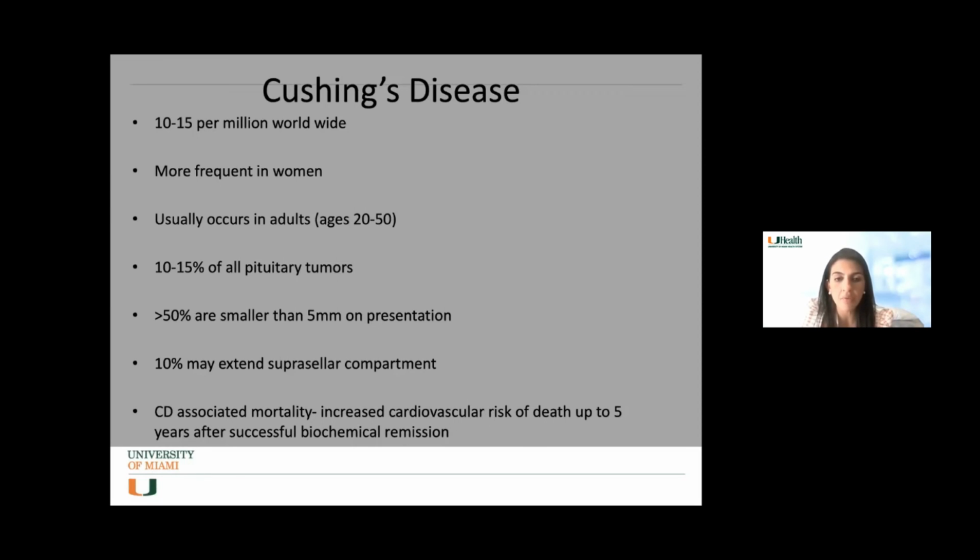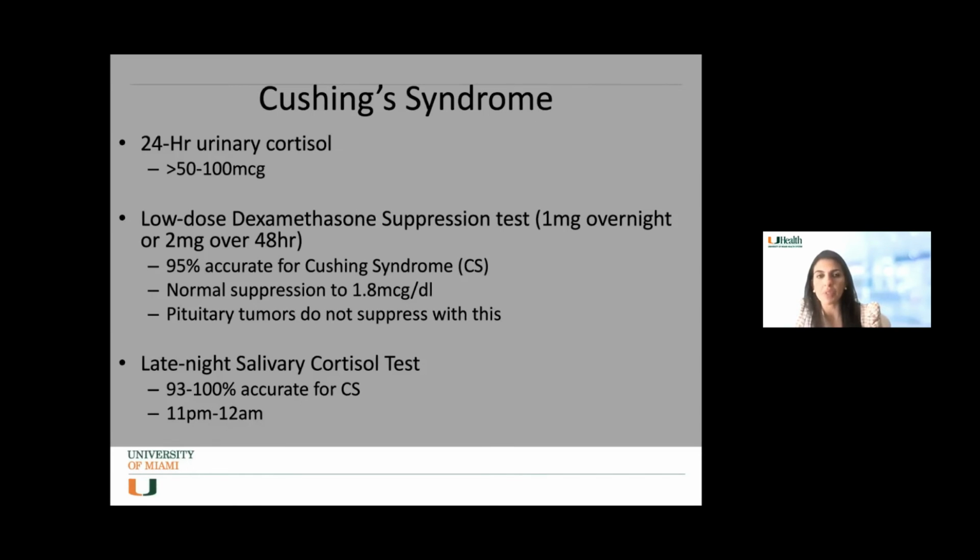And a lot of these, more than 50%, are smaller than 5 millimeters on presentation. So that in and of itself makes the diagnosis difficult, right? Some of them can be larger. They can extend into the suprasellar compartment. And again, Cushing disease-associated mortality is a known fact, with increased cardiovascular risk of death. Even after biochemical remission, that risk of death remains for up to 5 years in some studies.